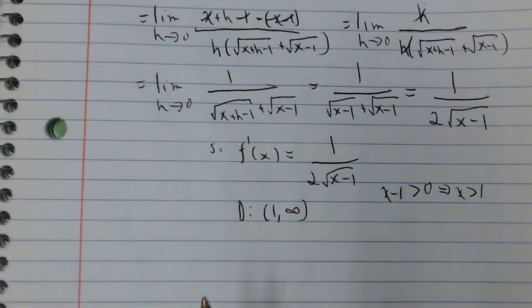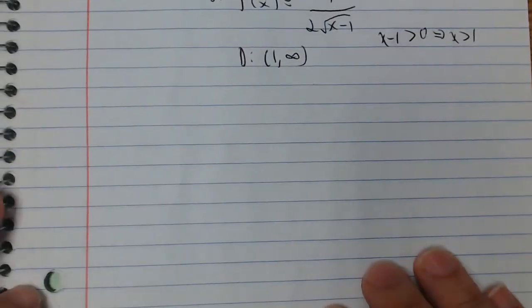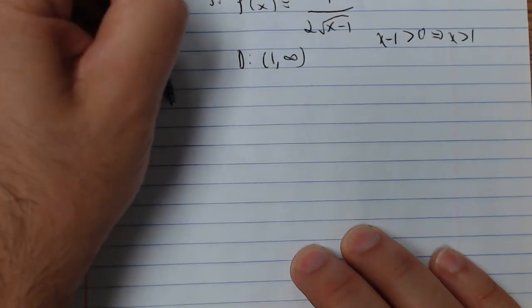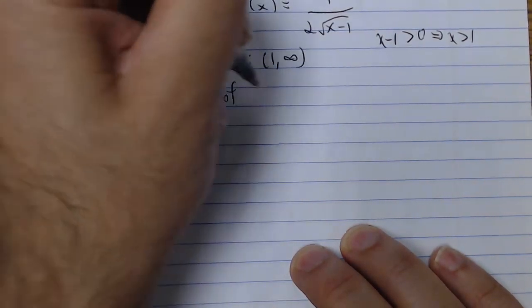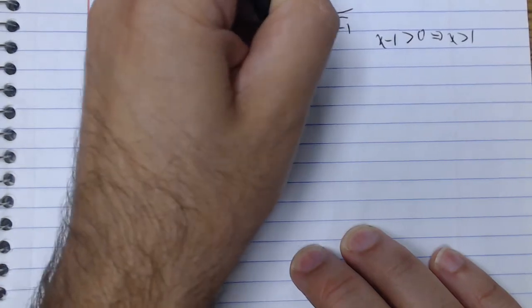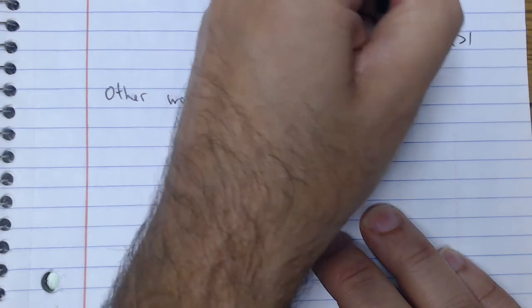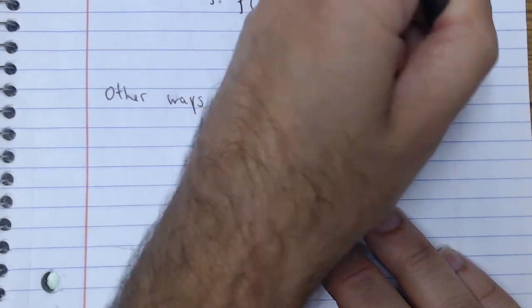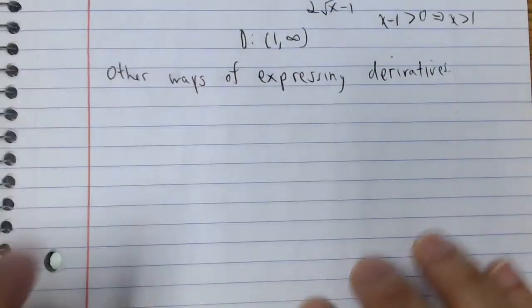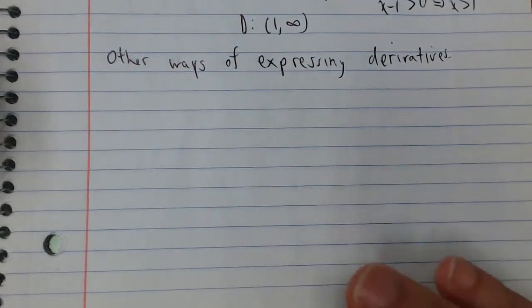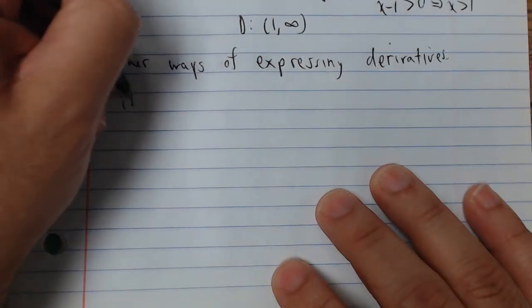Okay, so let's move on to some other comments I want to make here. Now this is just for notation purposes. So other ways of expressing derivatives are given as follows. These are just different ways of saying, hey, find the derivative, okay? And I'll tell you which ones are the most important ones.